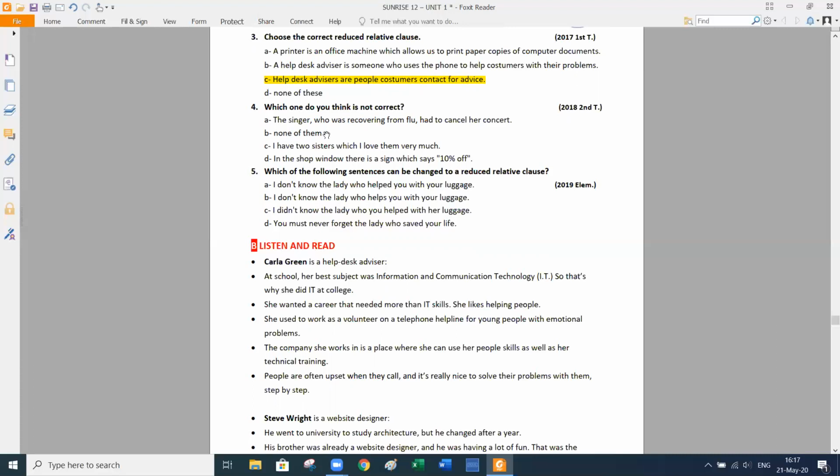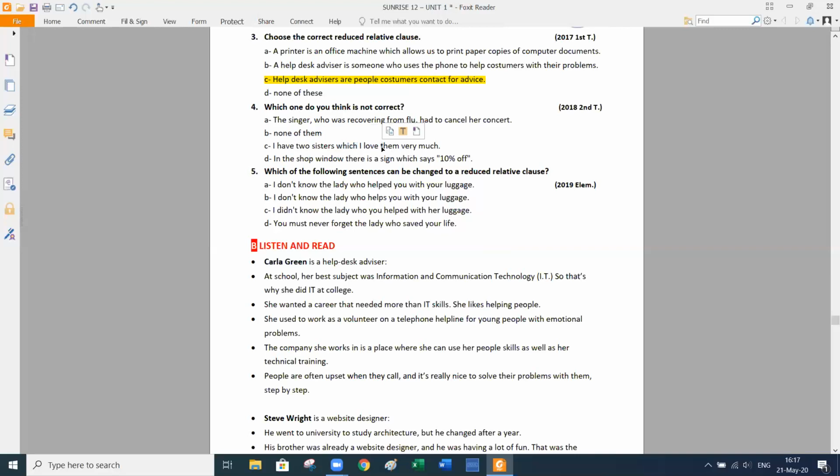The singer who was recovering from flu is a relative clause with extra information because they used commas here. We will learn that on page 43. B says none of them. C says I have 2 sisters, which is used for people, so that's wrong. So this probably is our correct answer, because the question is asking which is not correct. C is not correct because which is used for people, for sisters. I have 2 sisters who I love very much.